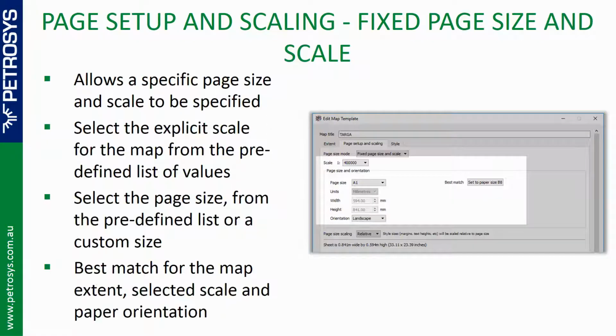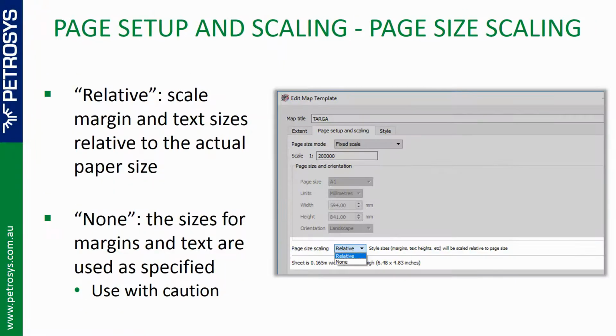The last page size mode, fixed page size and scale, allows users to specify a page size and scale. The scale can be selected from a predefined list of values, and the page size, again, can also be selected from a predefined list of values or select a custom size. There is also a best match feature that determines the best paper size match for the map extent, selected scale, and paper orientation.